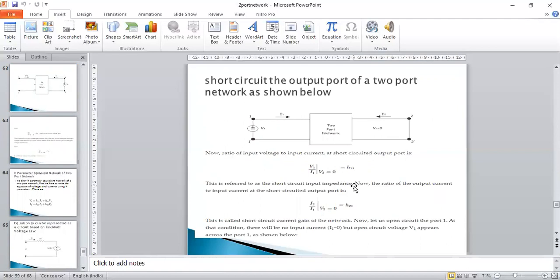Once we have put it in the principal equation, we find the value of H11, and H11 is nothing but the ratio of the input voltage to the input current, and this is referred to as the input impedance. Similarly, we find H21, and this is represented as the short circuit current gain.